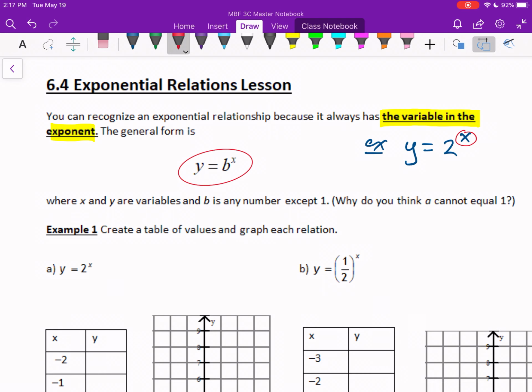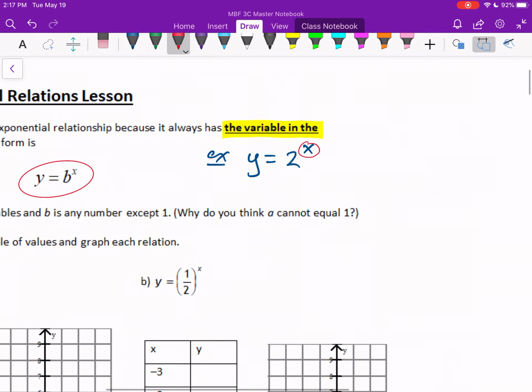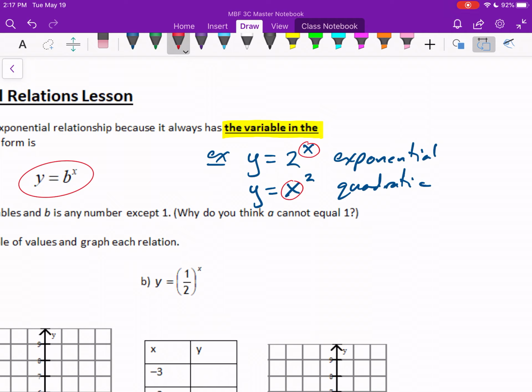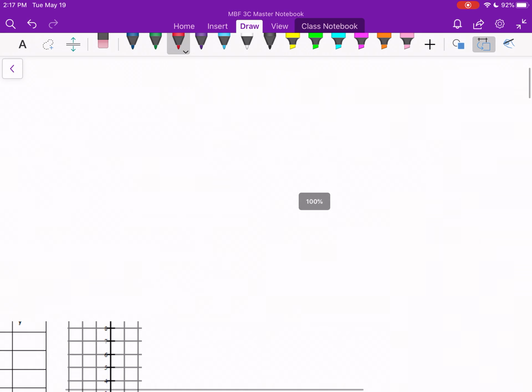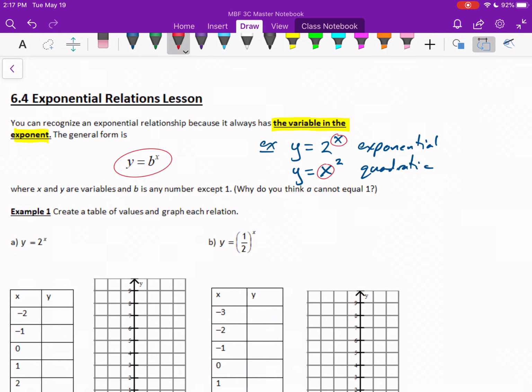Compare that to a quadratic. So this is exponential. Compare that to quadratic, which looks like y equals x squared. And here's the variable in this case. People confuse these sometimes, but really it's very simple to see the difference. The exponential equation has the x as your exponent.